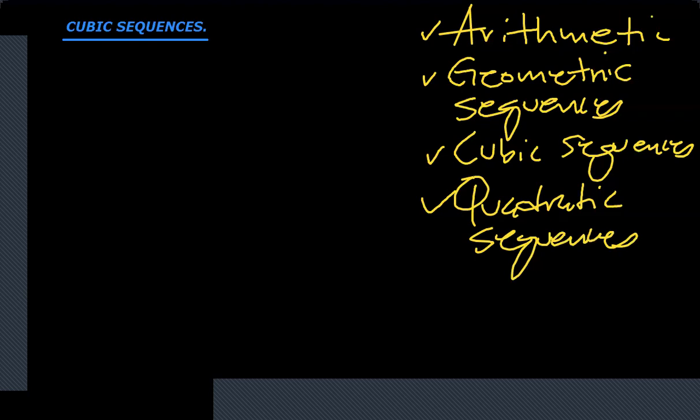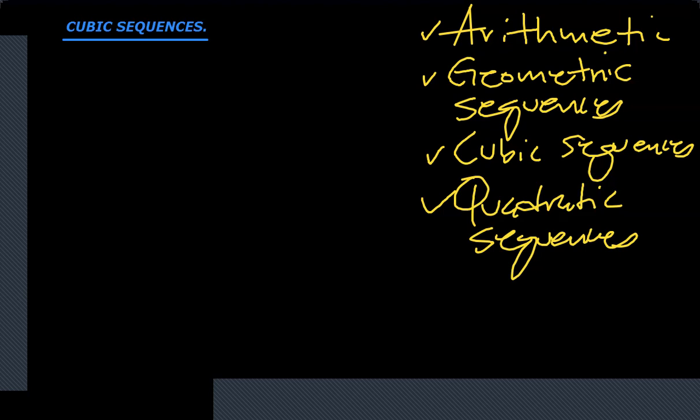As you're well aware, a sequence is a pattern of numbers. It's simple as that. A sequence is a pattern of numbers. Now, what's the pattern in cubic sequences?